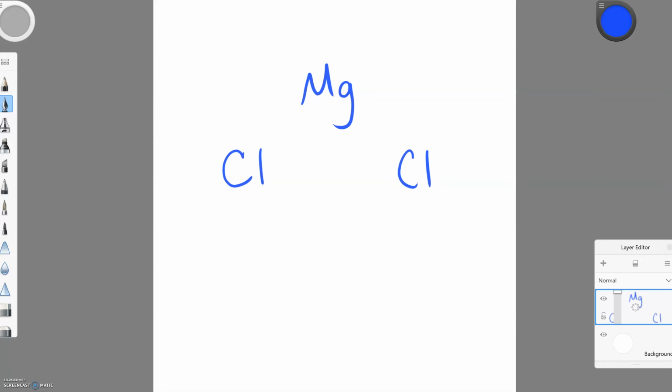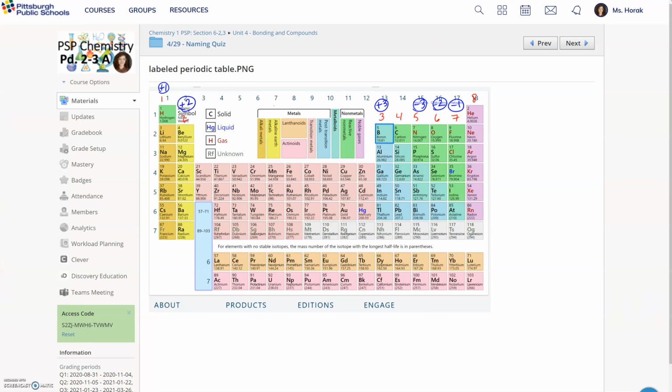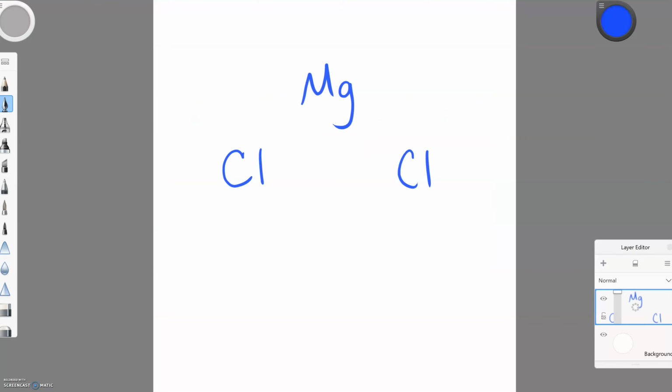And just like we did last time, we're going to look at our labeled periodic table to see how many valence electrons they have. So Mg is in the second column. There's kind of some writing underneath it, but you can see there's a little red 2 there. And then chlorine, we already saw, is in the 7th column, so it has 7 valence electrons. So I'm going to put 2 circles next to magnesium. I'll put 1 on either side. It doesn't really matter where you put them. And then my chlorines are each going to have 7. 1, 2, 3, 4, 5, 6, 7.